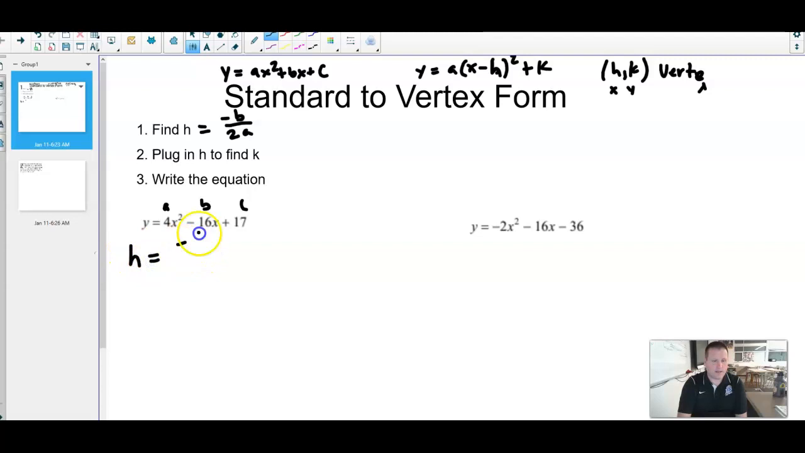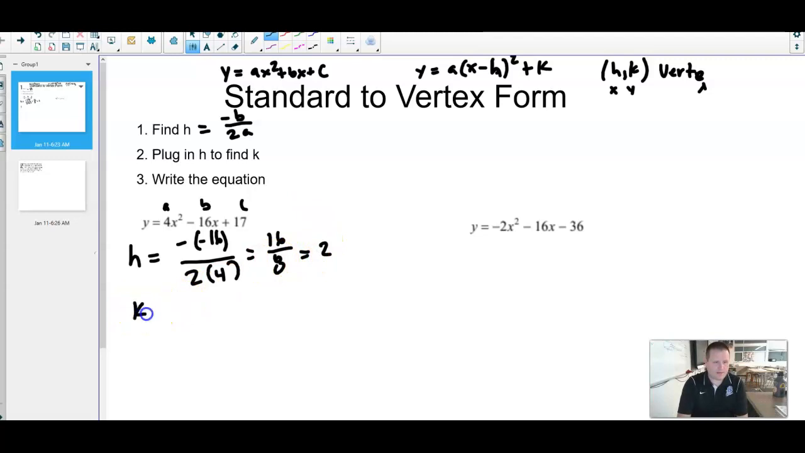We're going to go negative, and I like to just write my equation out like this. B goes here and a goes here. So this is going to be negative 16, and then this is going to be 4 for this one. Okay? So again, I just plug in b here and a here, and then I'm going to simplify that. That gives me 16, and then that gives me 8 here, and that is going to give me 2 total. So the h is 2, which is great.